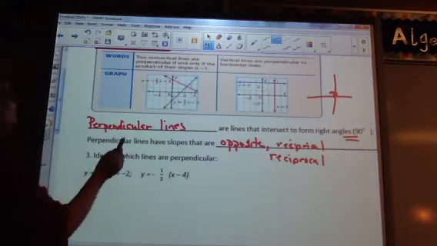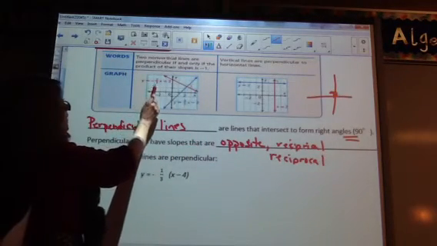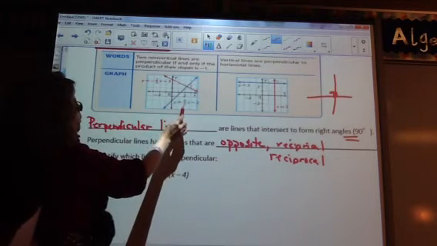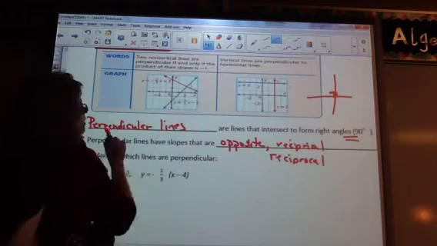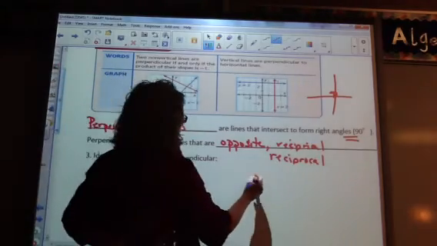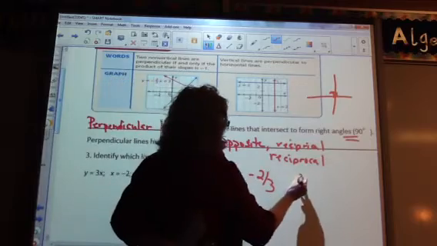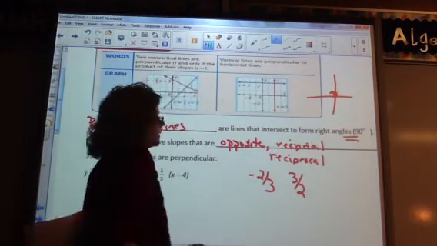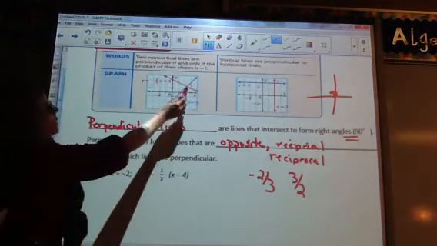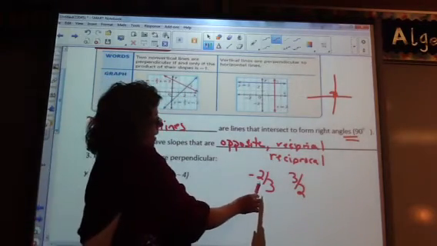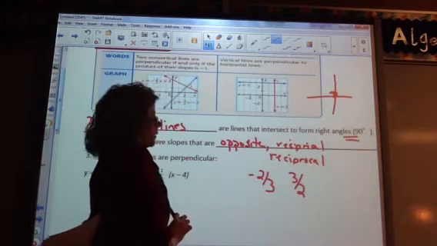All right, so let's look at these. Right here I have a slope of a negative 2/3 and a y-intercept of 3. I have a slope of 3/2 and a y-intercept of negative 2. So negative 2/3 and 3/2. So let's see. It's telling me it's perpendicular because they form a right angle right there. So opposite of a 2/3 would be a positive.